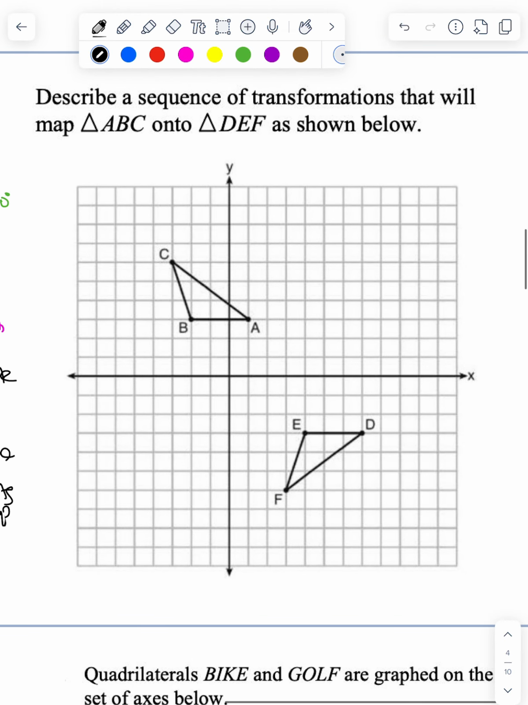We have the same kind of question here. We're once again describing a sequence of transformations that will map triangle ABC onto triangle DEF. So the first thing I'm going to start with again is trying to get the orientation the same. So I'm going to do what I did before, and I'm going to try to make triangle ABC look like triangle DEF. So I see that if I flip it over, they'll be looking similar. I don't know about exactly the same, but they'll be looking similar. So I'm going to reflect over the x-axis.